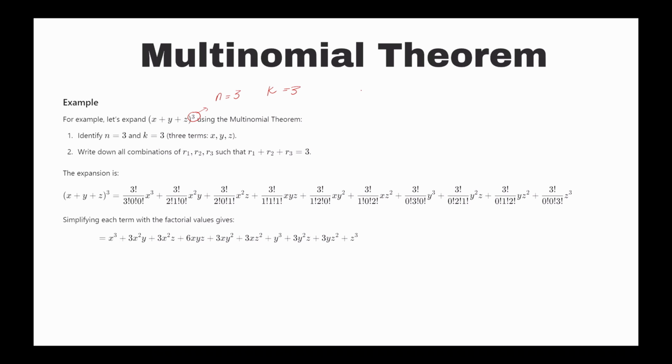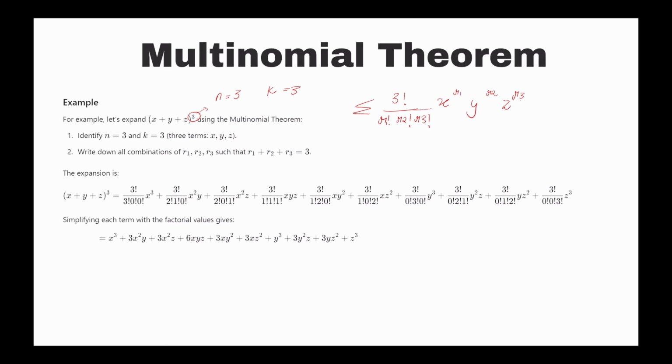The first thing I'll do is write down my general term, which becomes 3 factorial upon r1 factorial, r2 factorial, r3 factorial. Of course, I can go up till rk. Here my k is 3, so I would have r1, r2, and r3. This would be multiplied by x to the power r1, y to the power r2, and my third term z to the power r3.